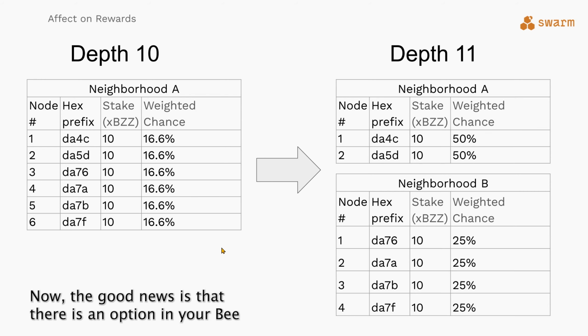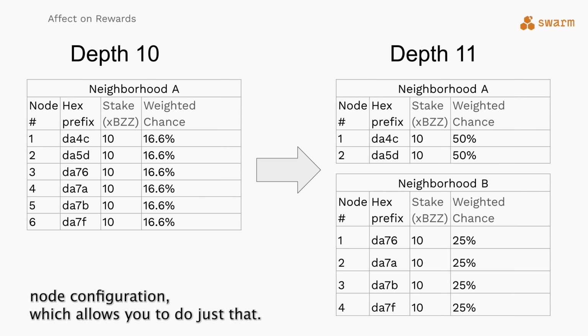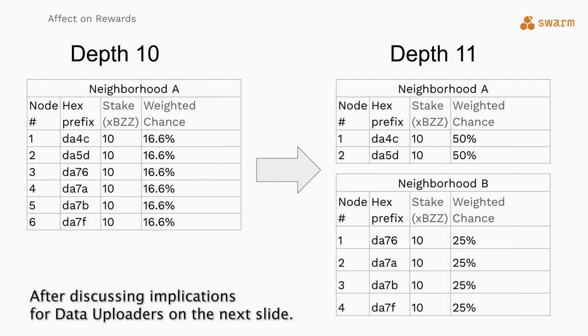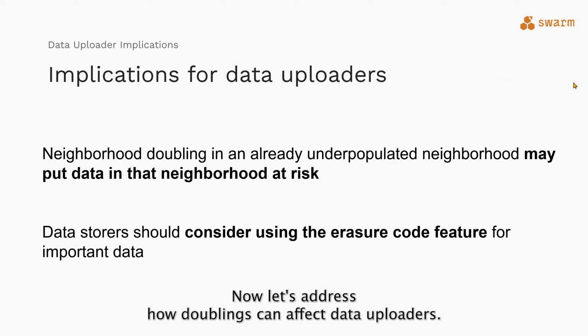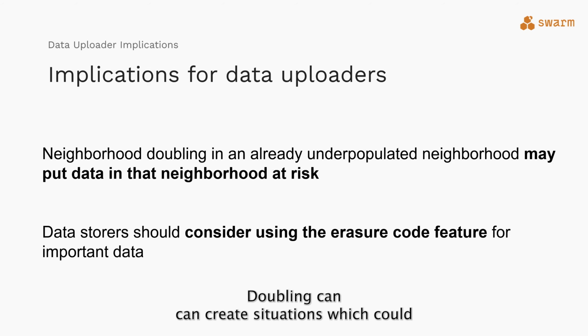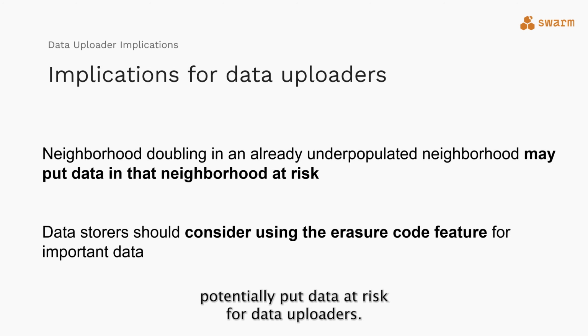Now the good news is that there's an option in your Bee node configuration which allows you to do just that. We'll go through how to do that after discussing implications for data uploaders on the next slide. Now let's address how doublings can affect data uploaders. Doubling can create situations which could potentially put data at risk for data uploaders.